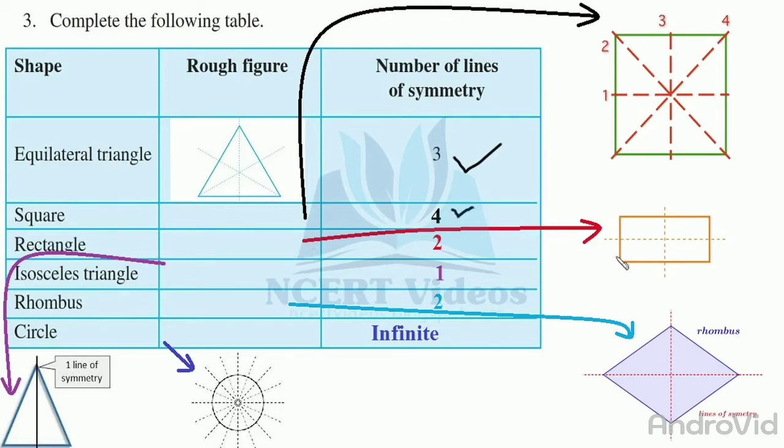Now for rectangle. So this is your rectangle having 2 opposite sides equal in length. So it has 2 lines of symmetry. Now isosceles triangle, we have studied earlier as well in the previous question. It has only 1 line of symmetry. Therefore we write 1 in place of number of lines of symmetry. Now rhombus. So this is your rhombus. It has again 2 lines of symmetry.